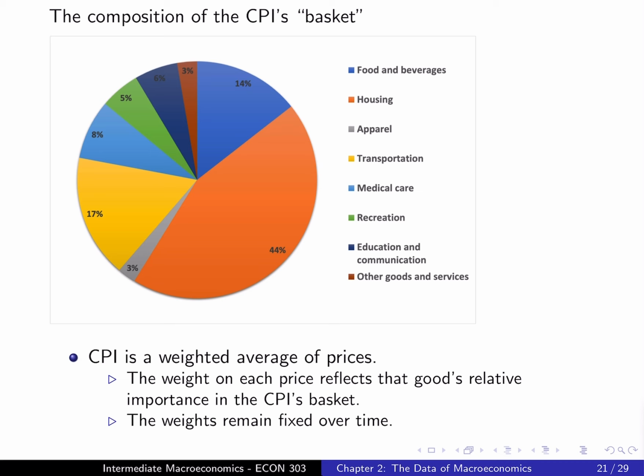These weights are based on consumer surveys and remain fixed over time, which is why the CPI is called a fixed weight price index. This fixed weight design allows us to track changes in the cost of living, assuming the consumer buys the same basket of goods year after year.